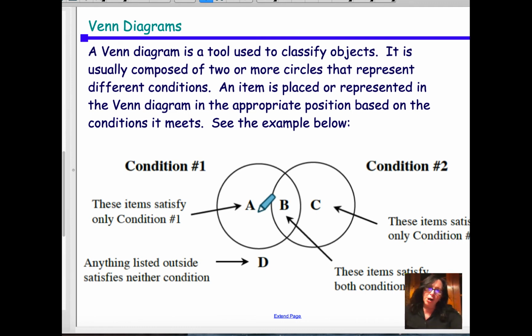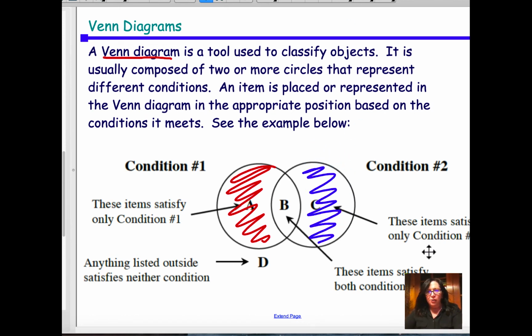So we're going to be using a Venn diagram to classify the shapes. What you need to know about a Venn diagram is basically it's a tool to classify objects. So we usually talk about more than 2 circles that represent different conditions. You can have an item placed in different parts, and that'll have the appropriate position based on the conditions met. So basically, if you are in this section here, you satisfy all the conditions that are for A. If you are in this section here, then you satisfy all the conditions for C, or condition 2.